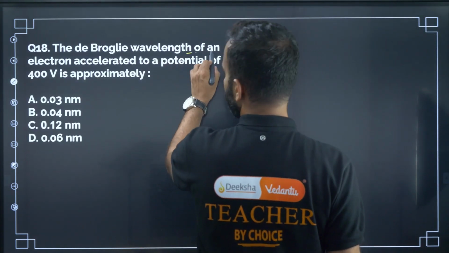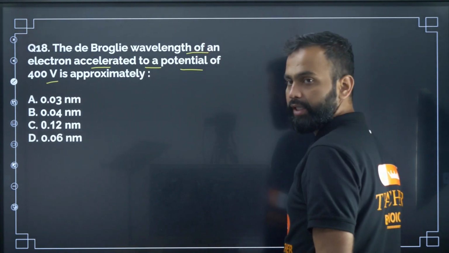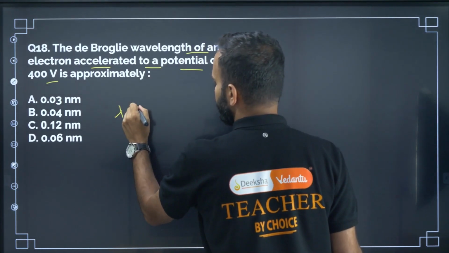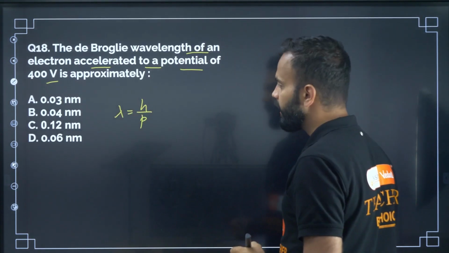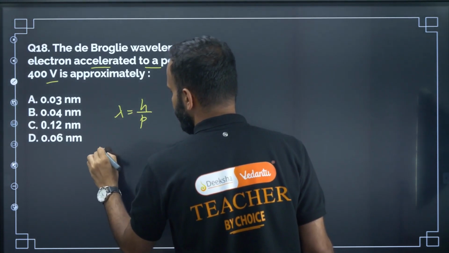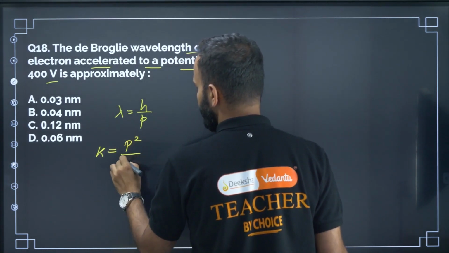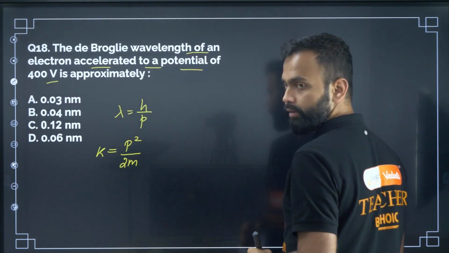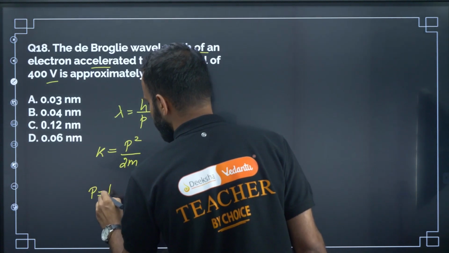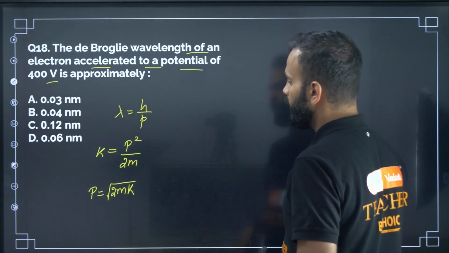The de Broglie wavelength of an electron accelerated through a potential of 400 volt is approximately. Okay. So here the direct question, right? De Broglie wavelength lambda equal to h divided by p, right? P is momentum, h is Planck's constant, lambda is de Broglie wavelength. Now we know that kinetic energy of the particle is equal to square of the momentum divided by 2m. M is mass of the particle, right? Now P is equal to root of 2m into K, right?